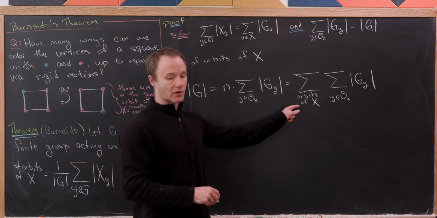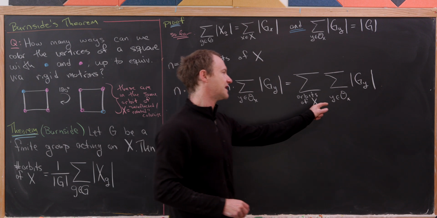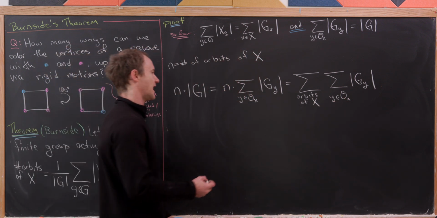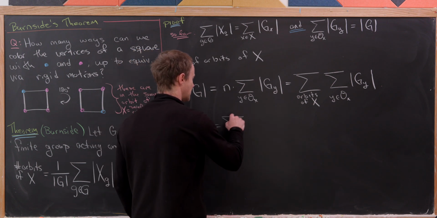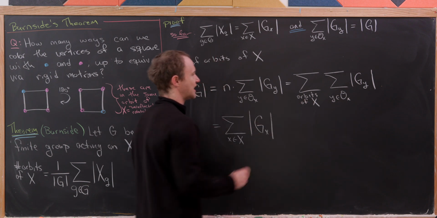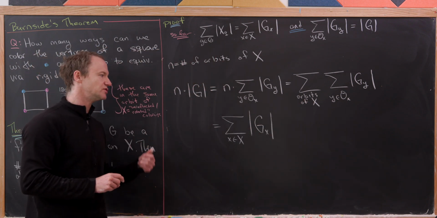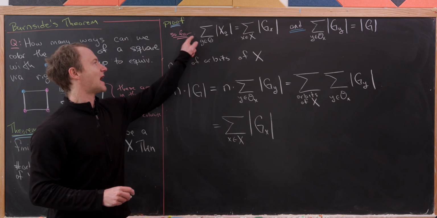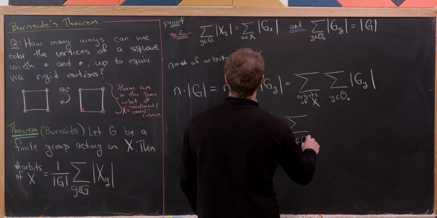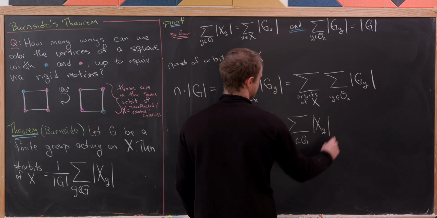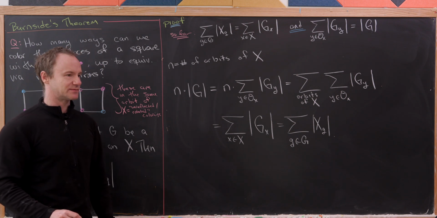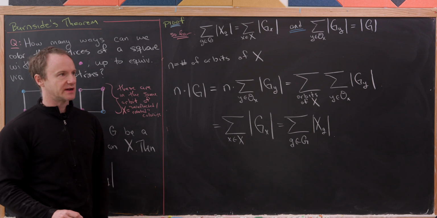But now notice that summing over all distinct orbits of X and then summing over everything within each orbit is the same as summing over all of the elements of X. So this turns into the sum over all x in X of the size of G sub x, where I changed the size of G sub y to the size of G sub x using our previous lemma. But then by this equation right here, we know that that's the sum over all g in G of the size of X sub g, or the stabilizer, or everything that's stabilized by g, the G-invariant subset.